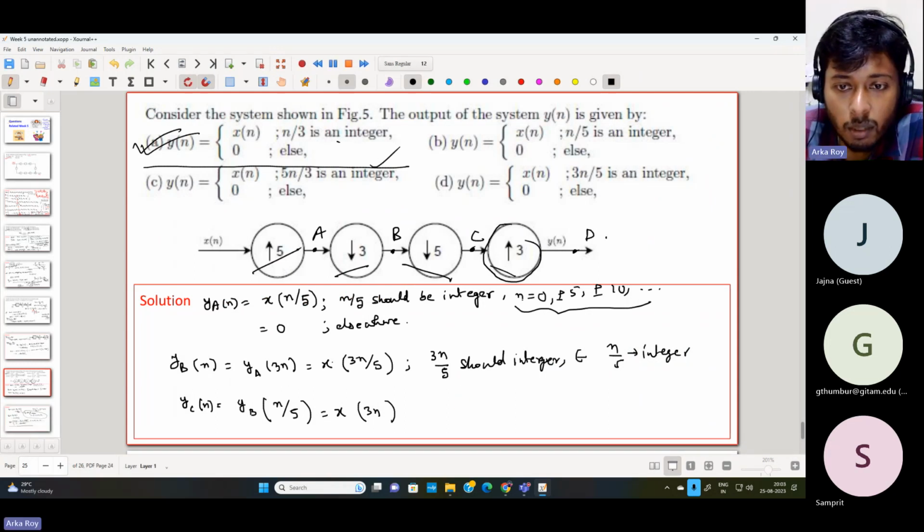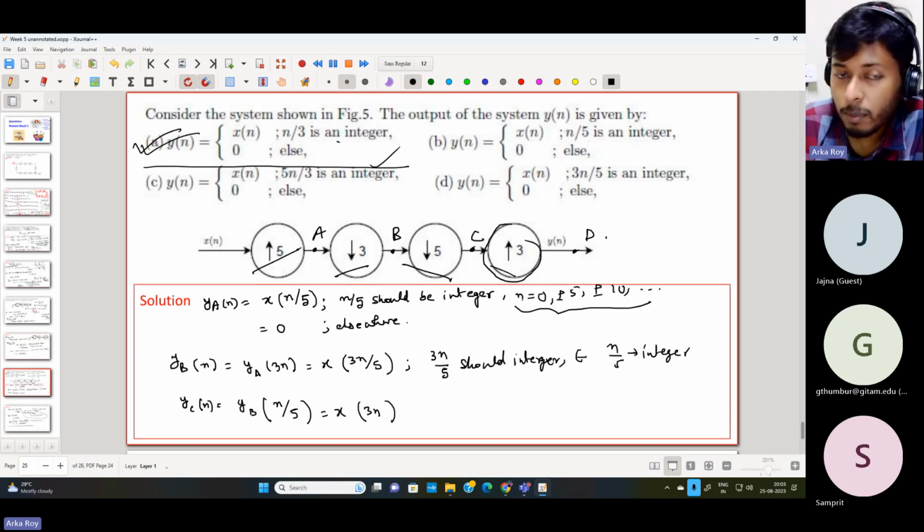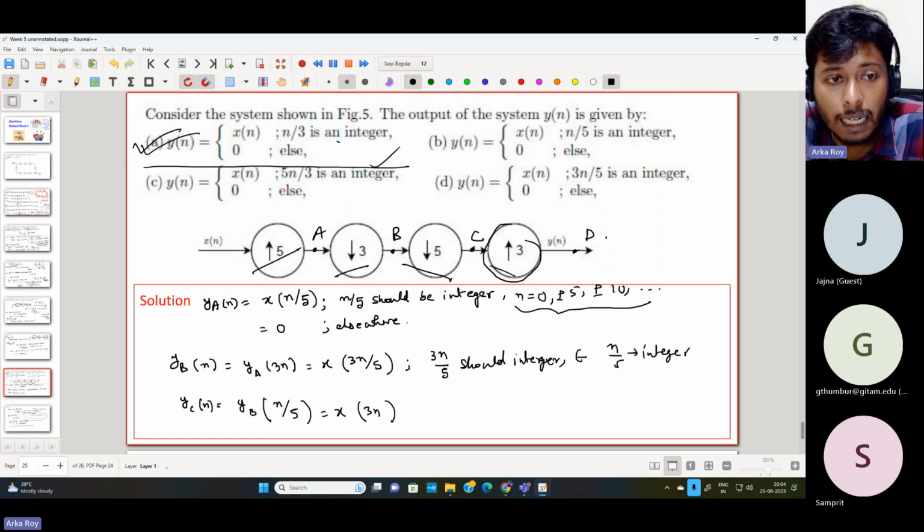With this, I have solved ample questions that comprise the solution of week 4. Additionally, I have also covered some questions related to decimation, interpolation, upsampling, and the combination of upsampling and downsampling, even with the convolution operation also. So we have covered several questions that will be helpful for you to solve the questions in week 5. If you have any queries, please ask. You can unmute yourself and ask.